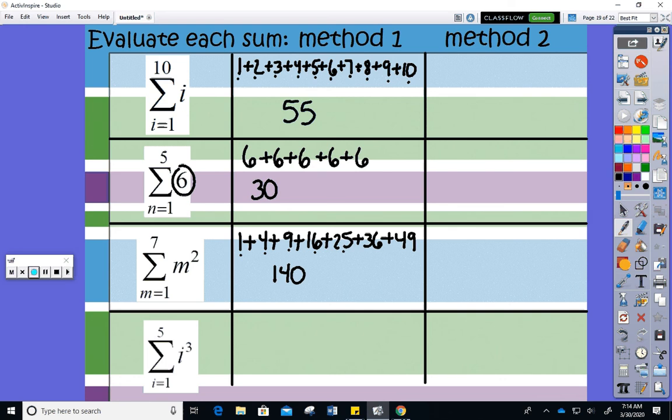All right, last but not least, the bottom problem, the first term is 1 cubed. The second term is 2 cubed. The third term is 3 cubed. The fourth term is 4 cubed. And the fifth term is 5 cubed. So again, I just add. Let's see here. I'm going to say 1 and 64 is 65. 65 plus 125 plus 8 and 27 is 35. So I'm getting 225 on this one.